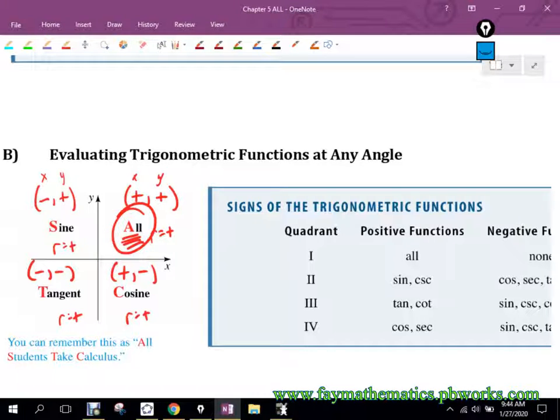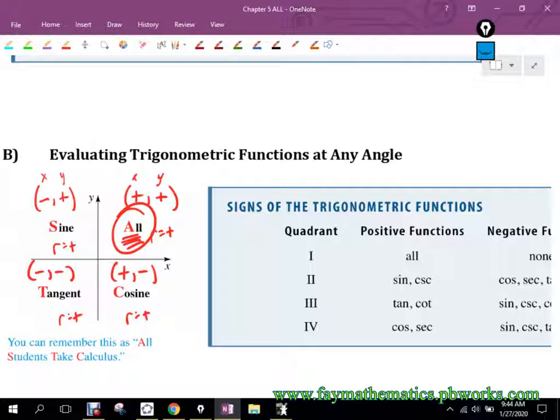Like King Henry died by drinking chocolate milk. That's a mnemonic phrase, right? To remember the powers of 10 for the metric system. This is going to say all students take calculus. And what that's for is remembering, of the three, sine, cosine, and tangent, which ones are positive, which ones are negative in those quadrants. Then you can talk about the reciprocals when you need to, having the same signs.